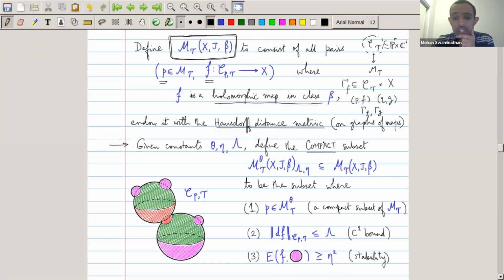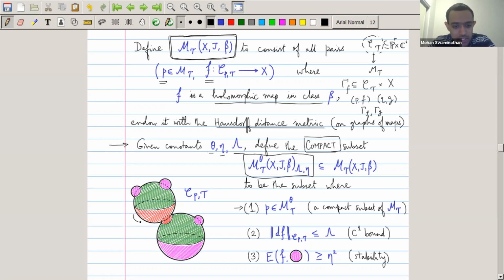Given this moduli space, I'm going to describe for you a subset of this, which I will also argue is compact. This subset is given by three parameters: theta, eta, and lambda. Let me avoid saying its name because it has too many subscripts and superscripts. It's the subset of M_t(X, J, β) consisting of the following conditions. The first condition is that P lies in M_θ(t). So M_θ(t) is a certain compact subset of M_t, which is given by the following condition.